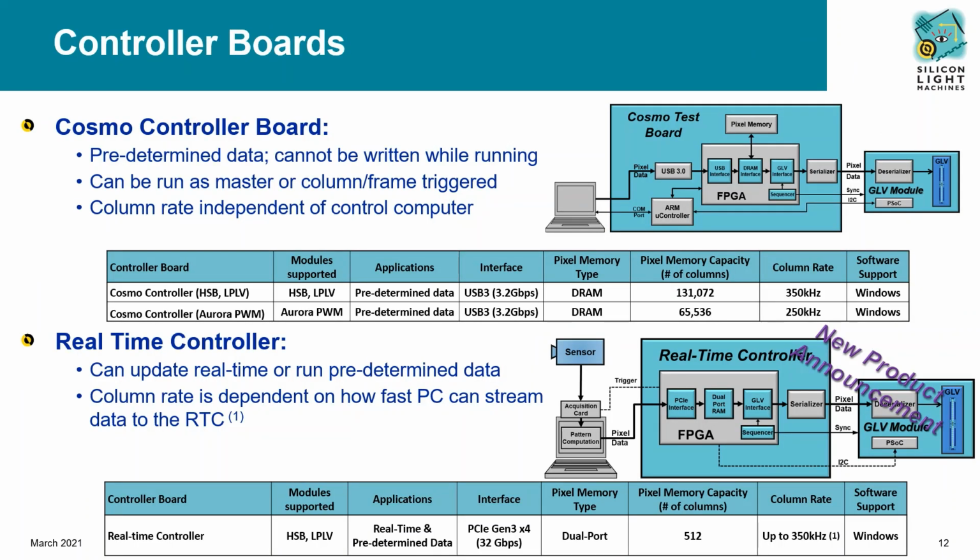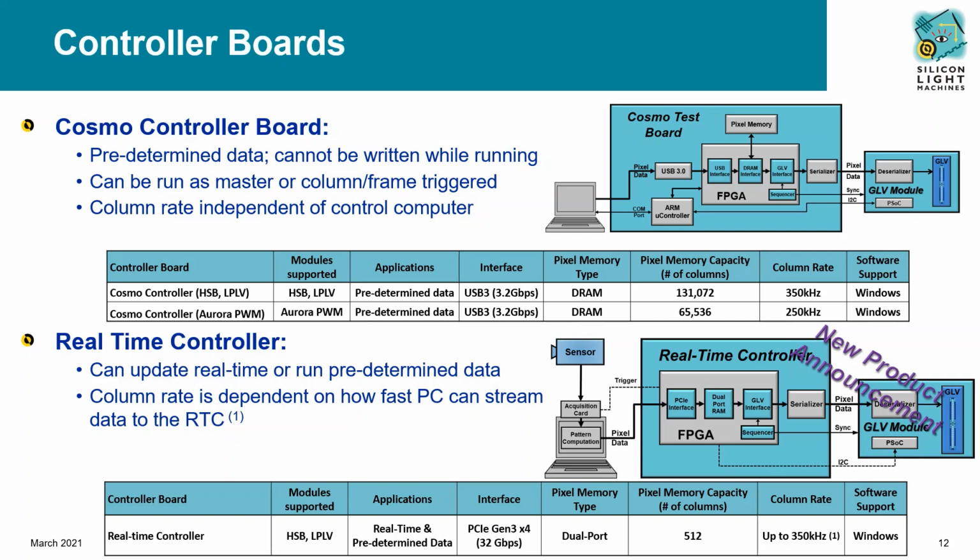The Cosmo controller board offers the speed and flexibility needed for many applications or demonstrations. Pixel patterns are written to the board over a USB 3 cable, and columns of data may be called in frames at high speed. Pixel data and frame patterning cannot be written while the module is running.